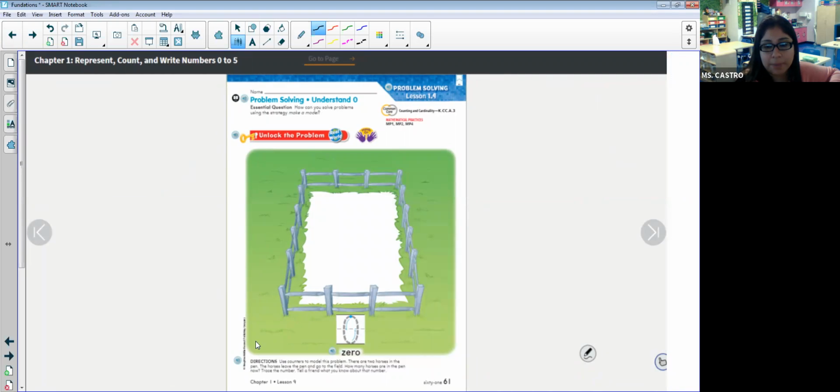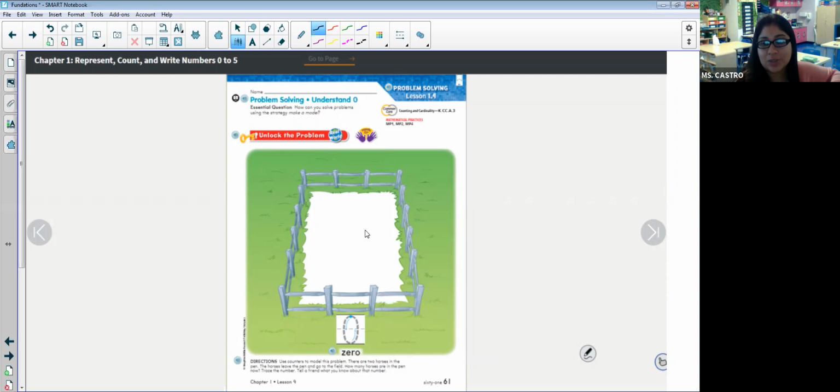So looking at page 61, lesson 1.9, we're going to solve problems using the strategy called make a model. When we make a model, that means that we're showing our work on the page. The problem down below says, use counters to model this problem. I understand that many of you don't have counters at home, so that's completely fine. Do not worry. When they say use counters, we'll just simply draw circles, okay? There are 2 horses in the pen. So here's the pen, and there are 2 horses.